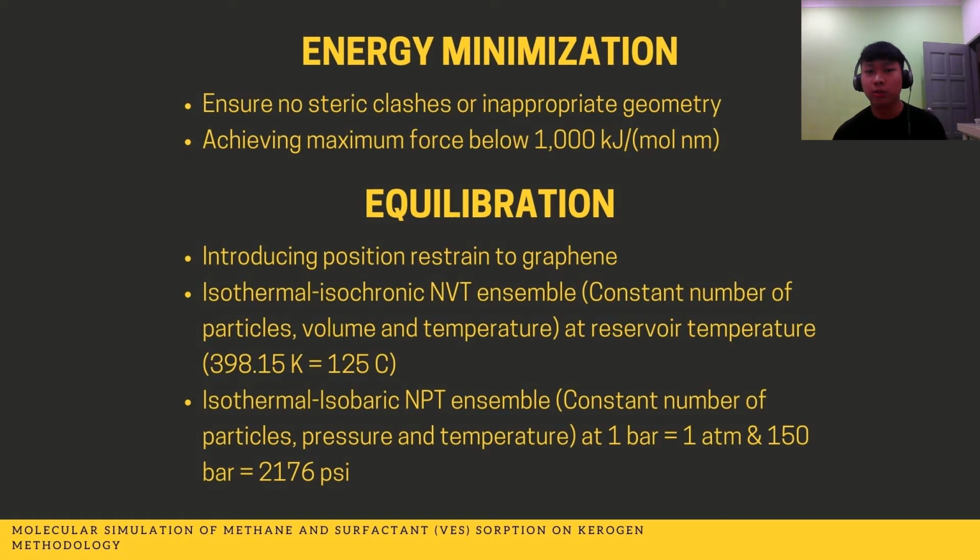When it comes to equilibration, we include position restraint on the graphene to prevent it from moving, because shale does not move in the reservoir. The 2 ensembles defined in this simulation are the isothermal isochoric NVT ensemble, where the number of particles, volume, and temperature are held constant, and the other is the isothermal isobaric NPT ensemble, where the number of particles, pressure, and temperature are held constant. The 2 pressures used were, as aforementioned, 1 bar and 150 bar.